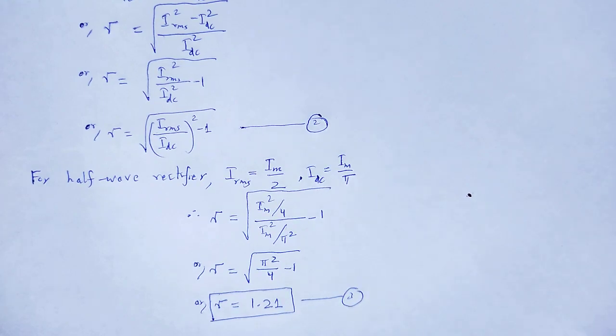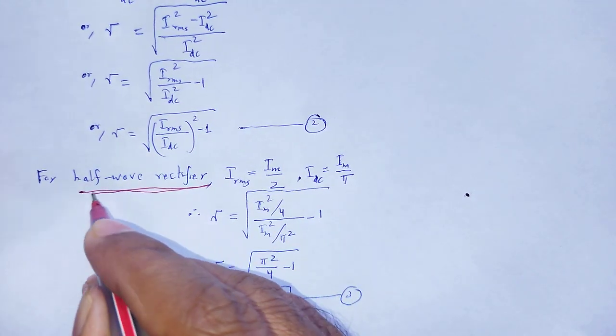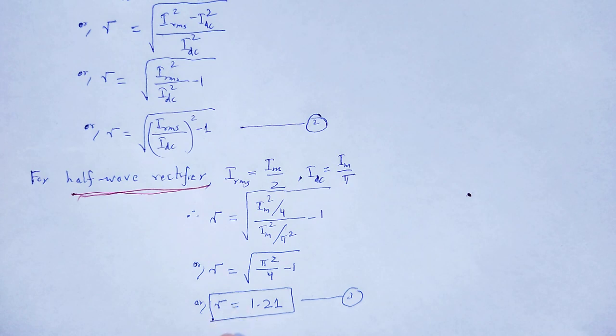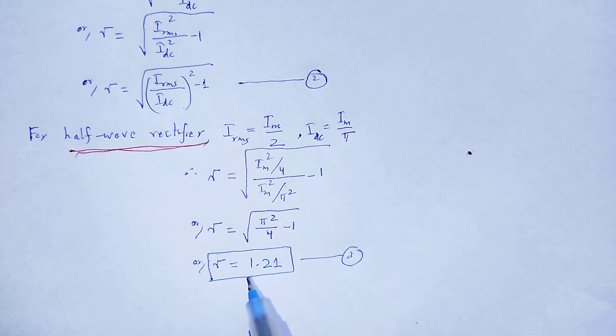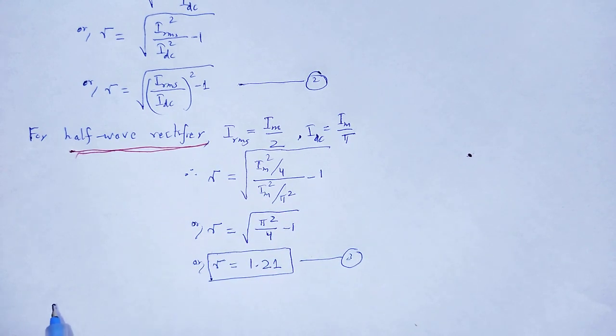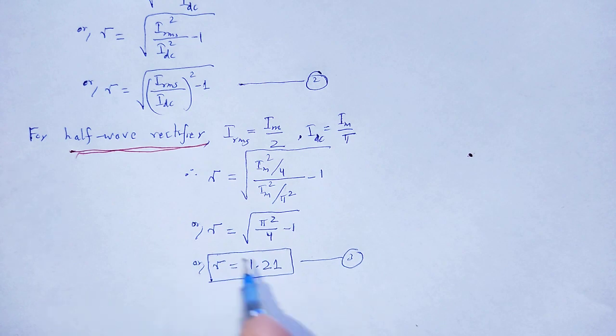For a half wave rectifier, what does that exact quantity indicate? The AC component is more than the DC component in the output. Hence, the pulsations are more in the output. Therefore, the half wave rectifier is not effective for conversion of AC into DC.